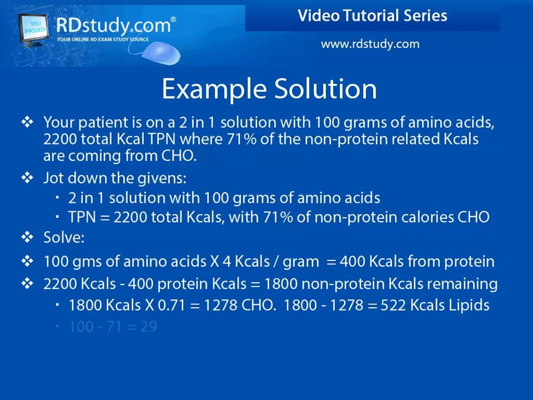The other way we could determine the lipid value would be to solve in the same fashion as we did for the carbohydrate. If the carbohydrate was 71% of the non-protein calories, the lipids would make up the other 29%. So 1800 times 0.29 or 29% equals 522 calories. We are now ready to start tackling some difficult TPN questions.